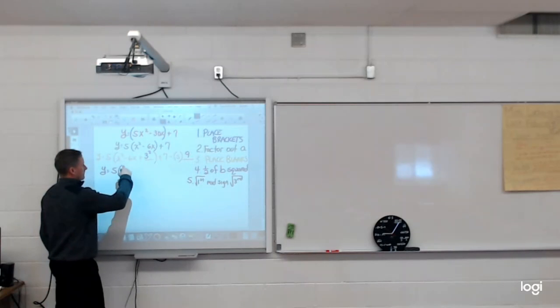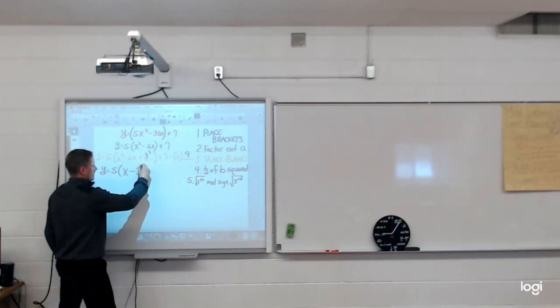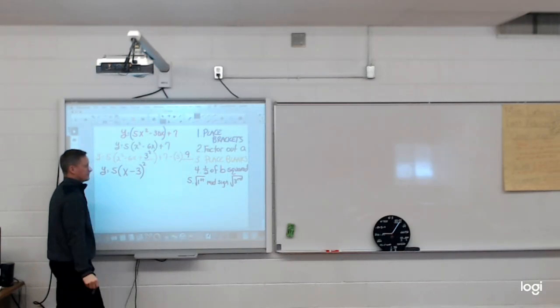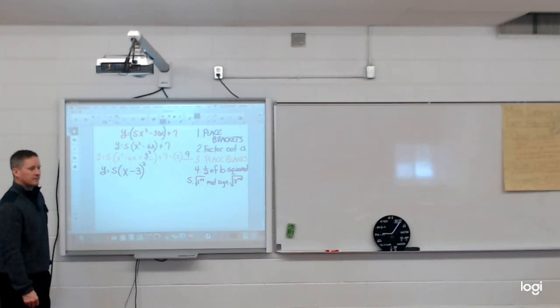X. My middle sign is the subtract. And the square root of 3 squared is 3, all squared, like that. Okay, so far? Any problems?